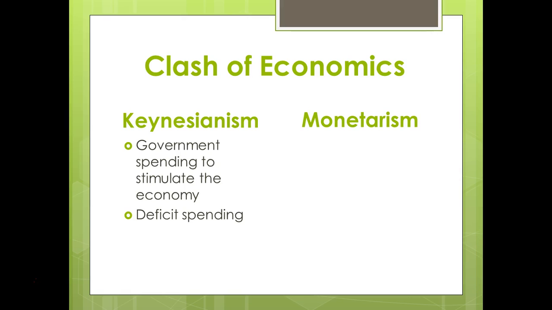Deficit spending, remember, is when you spend more than you take in, and you have to borrow money and take on debt to do that. And Keynesianism says government should do that when the economy is bad because people aren't going to be spending money, so someone needs to stimulate the economy.